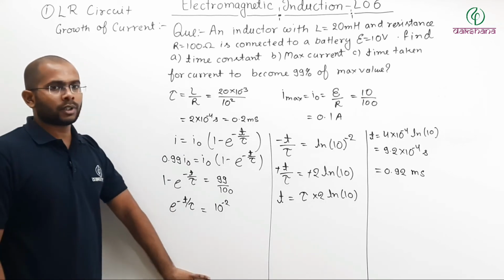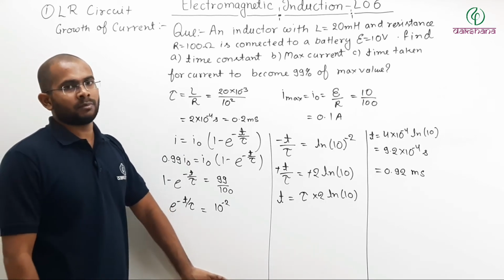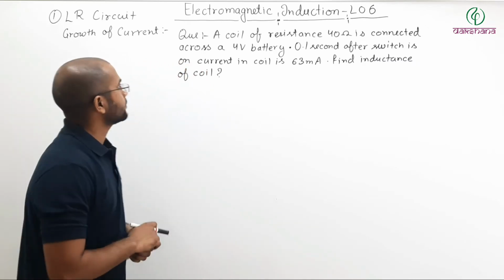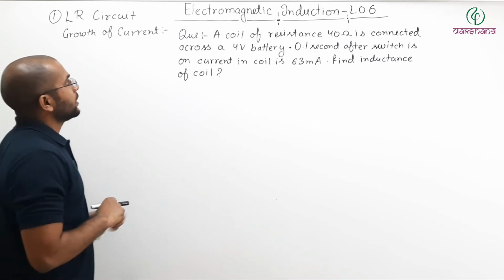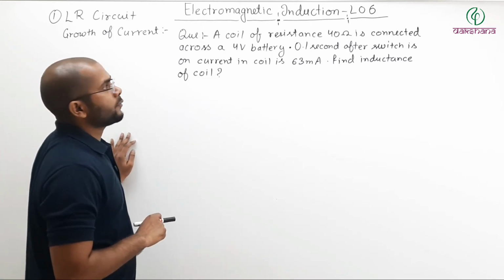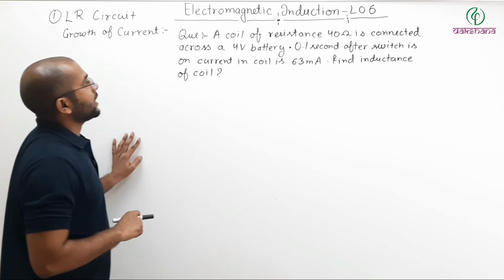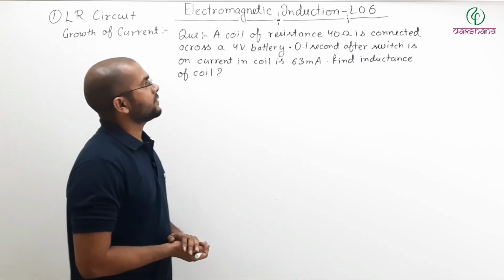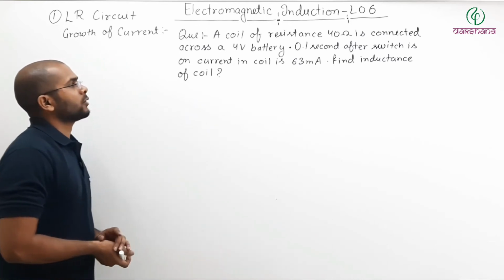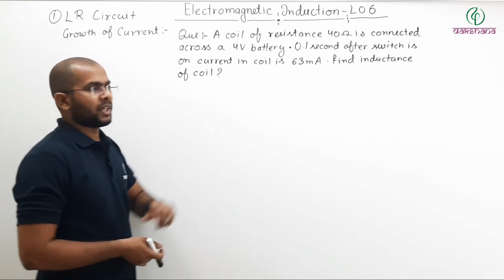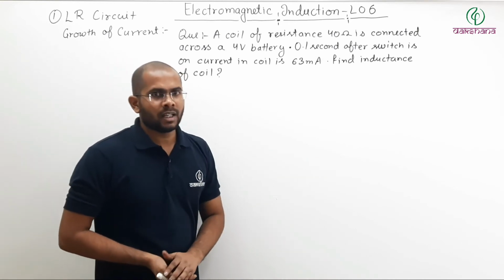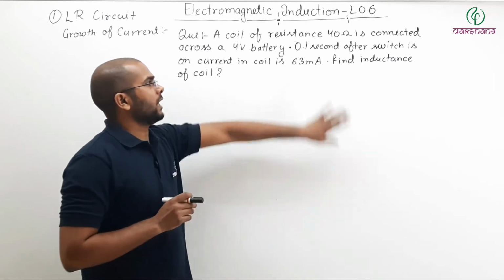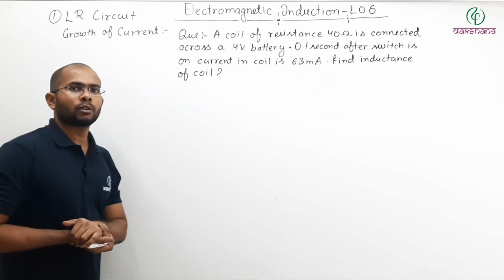Pause the video, note it down, then we will solve another question based on this. Now let us solve another question based on inductance or LR circuit. Here the question is: a coil of resistance 40 ohm is connected across a 4 volt battery. 0.1 second after the switch is on, the current in the coil is 63 milliampere. Meaning a coil is connected across a battery. The coil has some inductance and some resistance as well. Find the inductance of the coil.